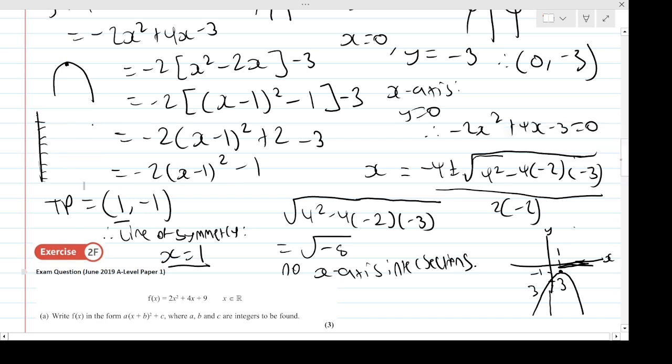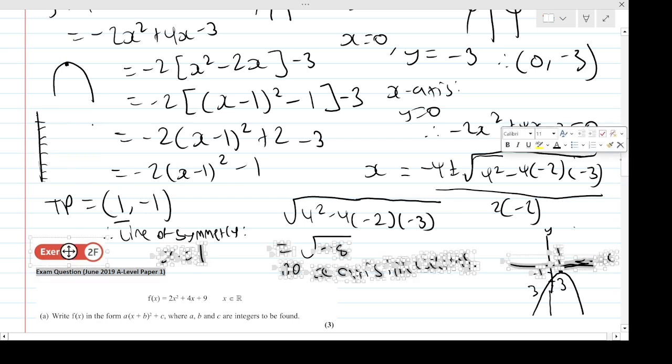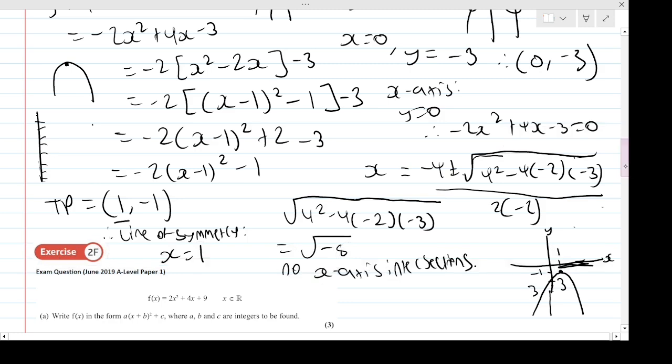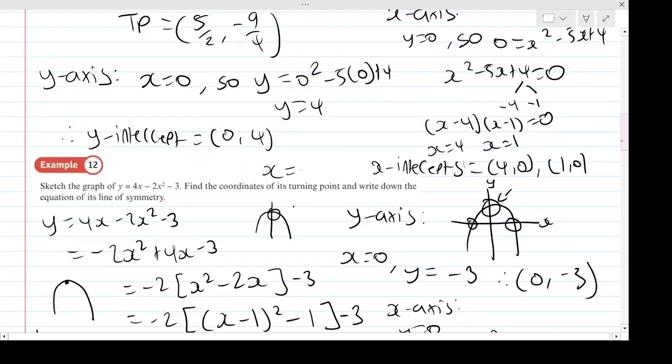So there we are. If it asks for the line of symmetry, always, always, always, it's to do with the turning point. Likewise, if it went the opposite way around, again, the turning point would be there, and then it will still cross through vertically like that. So x equals the turning point. Okay, and that's the line of symmetry. Okay, cool. Let's move on.